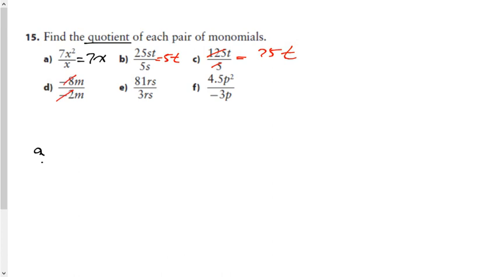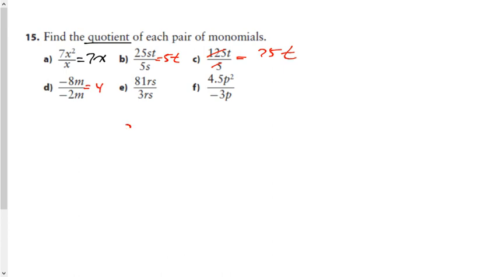Negative 8 over negative 2, that will reduce to 4 over 1, which is just 4. M over m will reduce to 1 over 1, which is gone. So therefore, the solution to this is just going to be the number 4, right? Negative 8m divided by negative 2m is 4.